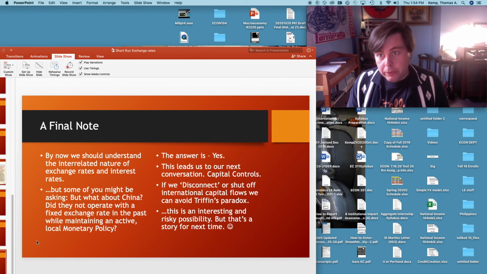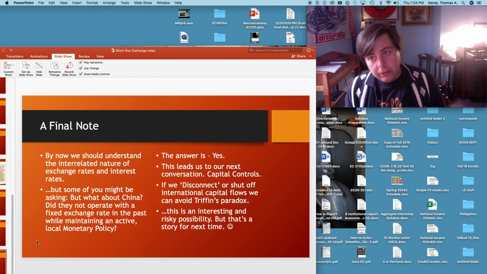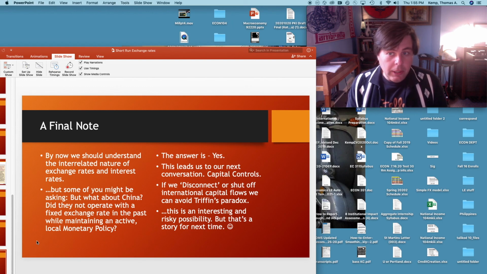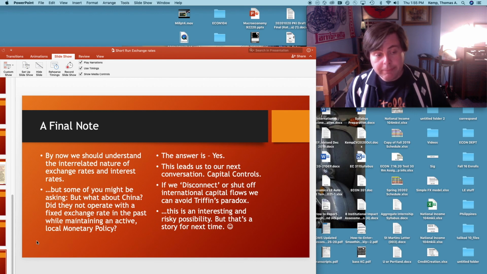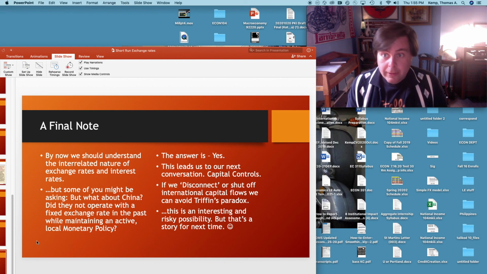In the last slide, I come back to the idea of capital controls. I'm just going to let that slide be there, and we're going to come back to that in a future video. So the question here is, is there any way for us to avoid foreign agents, foreign central banks, from impacting either our exchange rates or our interest rates? And the answer is yes. That answer is through capital controls.